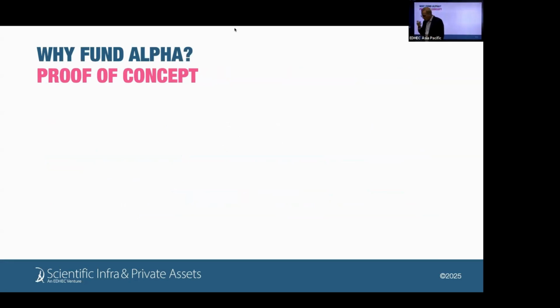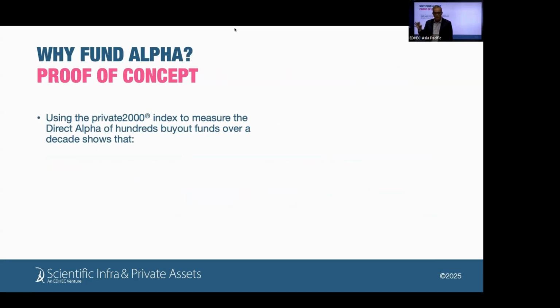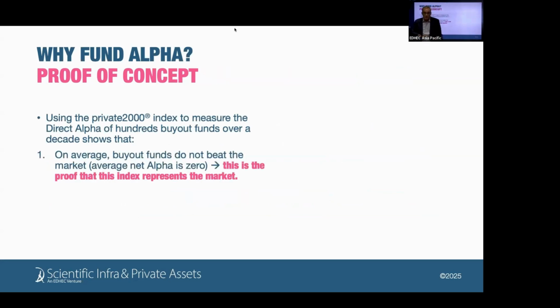Okay, so in order to validate this idea that you could use the privateMetrics indices, we have a recent paper where we look at buyout funds. We take 800 buyout funds over a decade, and we calculate the alpha of these 800 funds, and we find that on average, there is zero alpha. On a net basis, after fees, there is no alpha on average. And to me, this is a great proof that this is the right index, that this index captures the right market, and that this is the one against which you should be comparing these funds.